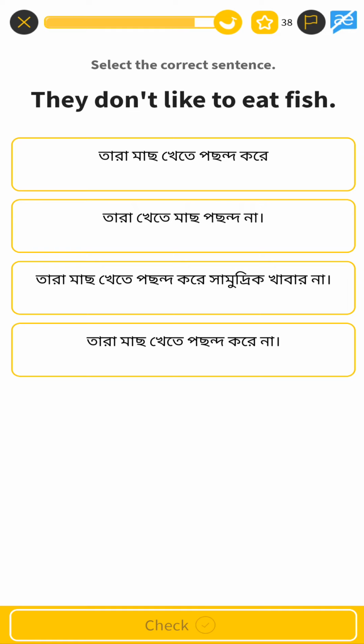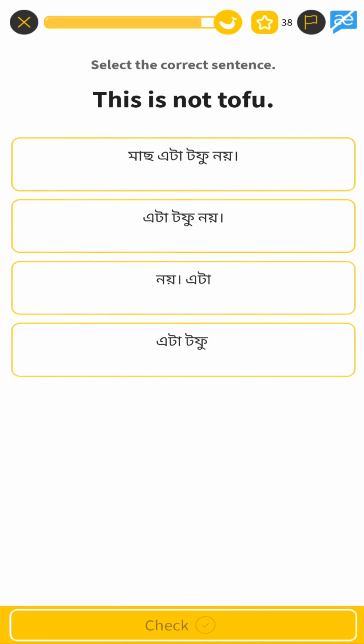Let's look at the options. So it should start with Tara. All these start with Tara. So Tara Mach Kete Pochondo. Don't like, so it can't be the top one. Second one, Pochondo, there's no korena in the second one, so let's move on to the third one. Tara Mach. No, it can't be that one, so it has to be the bottom one without even looking. This is not tofu, would be Eta tofu noi, which is this one.